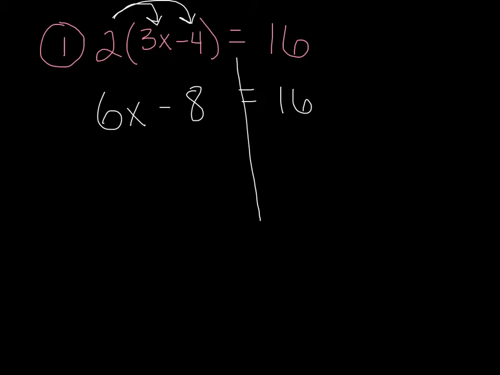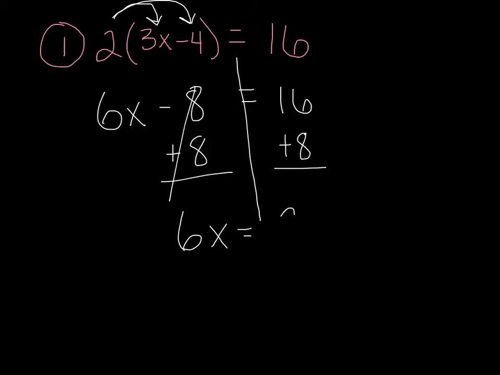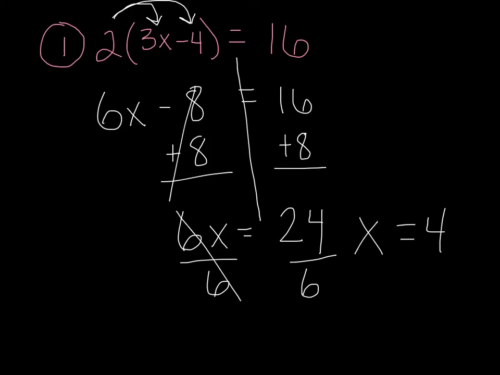Okay, now it looks like a 2-step equation from yesterday. Remember, we want to get rid of the adding and subtracting first. So we add 8 to both sides. So the 8's cancel and you're left with 6x equals 16 plus 8 is 24. The 6 and the x are multiplied, so we divide by 6. When you divide by 6, you get x equals 4. And that's your answer. Let's try another one.